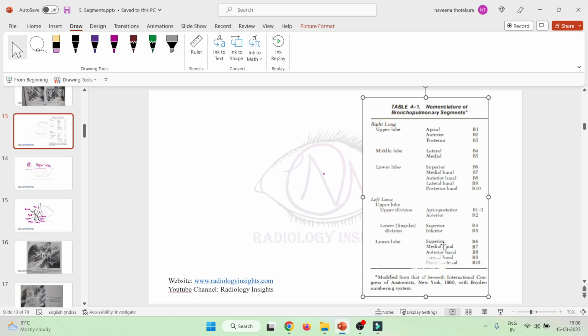Similarly, the lower lobe is divided into 5 segments. There are no divisions in between for the lower lobe. The lower lobe is divided into the superior segment, which is supplied by the 6th bronchus, and medial basal, anterior basal, lateral basal, and posterior basal, which are supplied by the 7, 8, 9, 10 segmental bronchi.